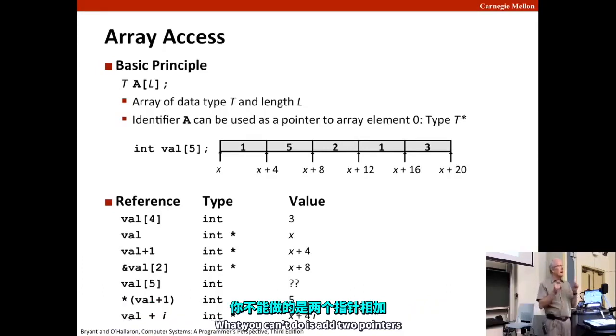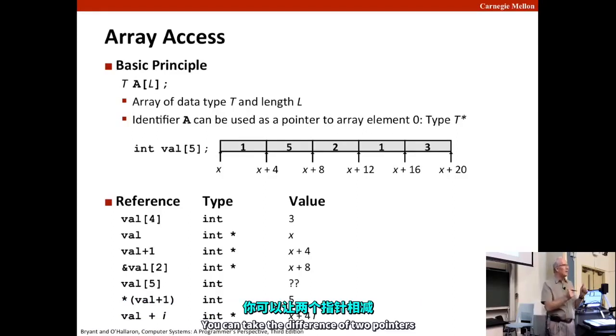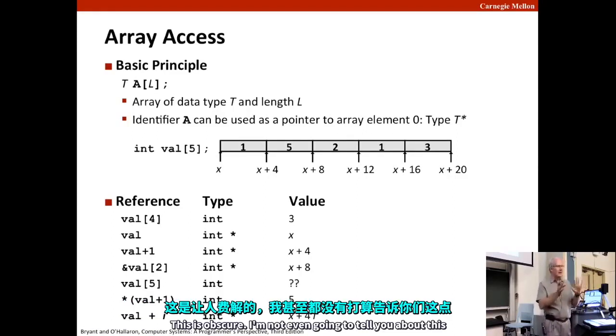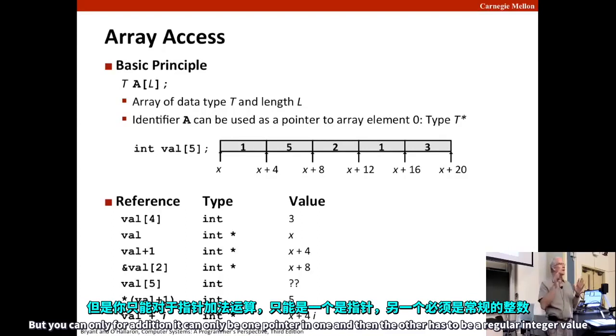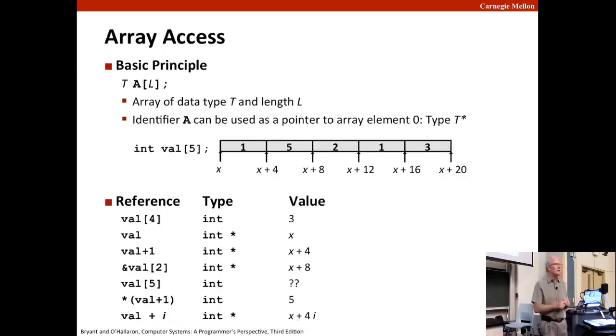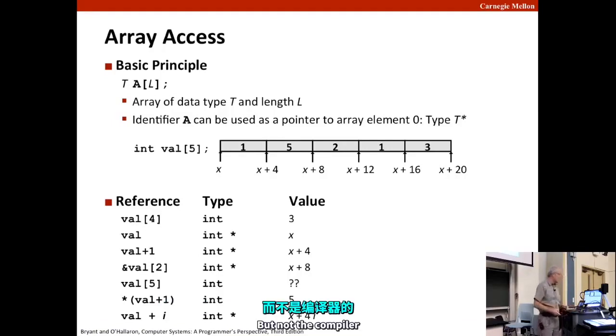What you can't do is add 2 pointers. You can take the difference of 2 pointers. This is obscure. I'm not even going to tell you about this. Look it up in K&R. But you can do arithmetic, but for addition, it can only be 1 pointer and the other has to be a regular integer value, and it will scale it appropriately. So I believe you can do it. It's just somebody will smack you on the back of the hand if you actually write code that way, but not the compiler.